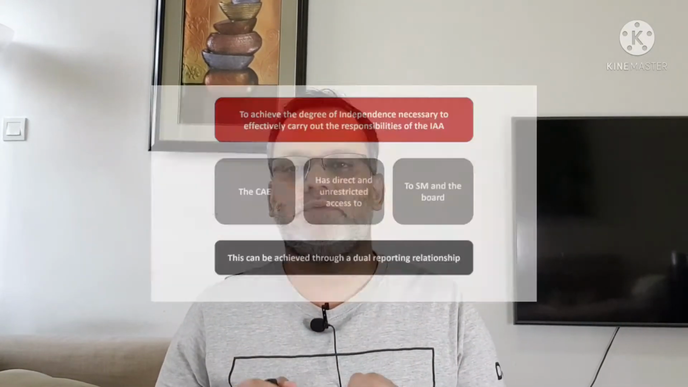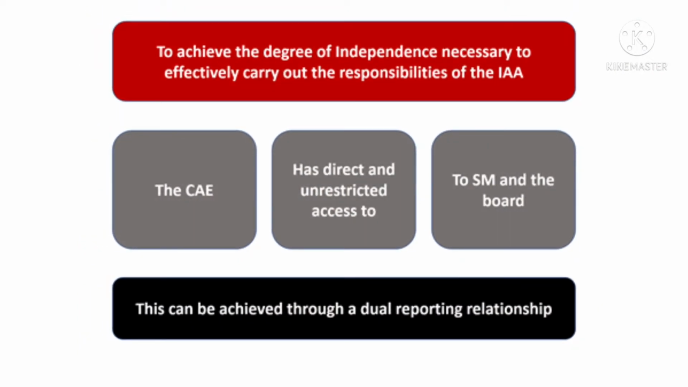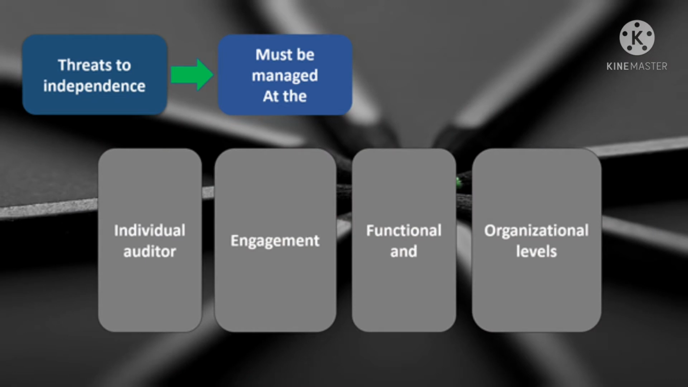To achieve the degree of independence necessary to effectively carry out the responsibilities of the internal audit activity, the Chief Audit Executive has direct and unrestricted access to senior management and the board. This can be achieved through a dual reporting relationship. We'll discuss this dual reporting relationship when we discuss the implementation guide. The threats to independence must be managed at the individual auditor level, engagement level, functional level, and the organizational level.